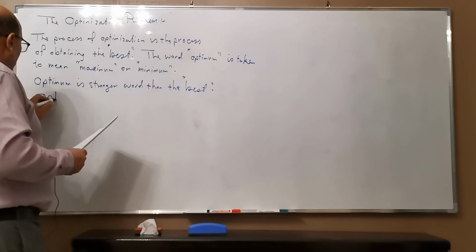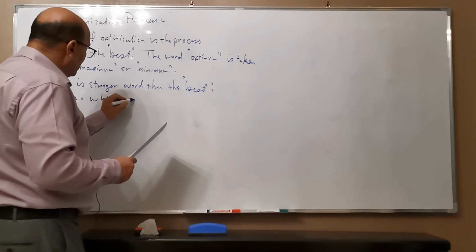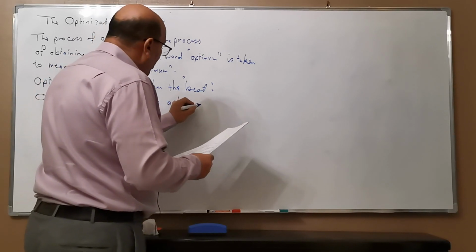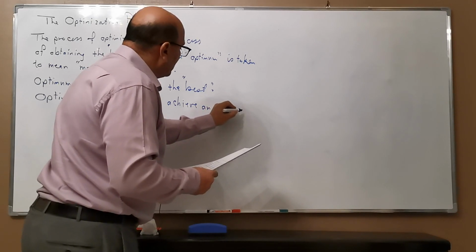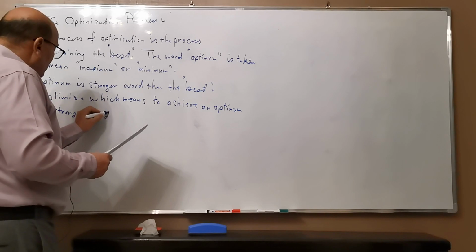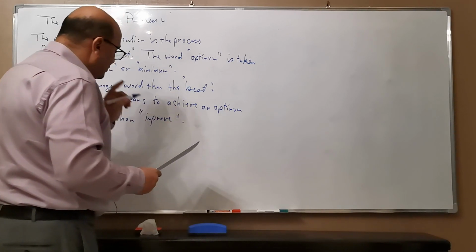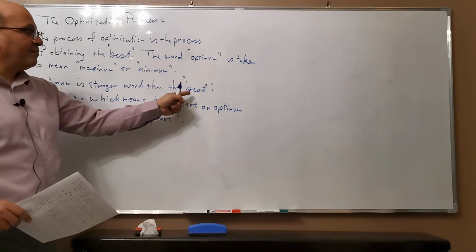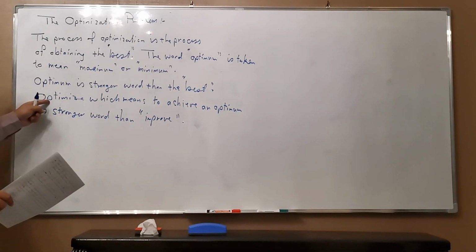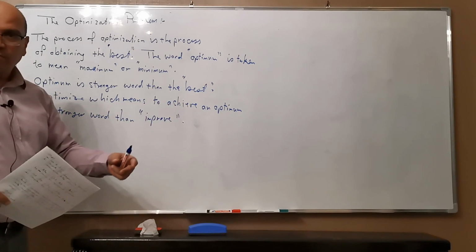Optimize, which means to achieve an optimum, is a stronger word than the word improve. So if I want to talk about the optimum, it is better than using the words the best answer; say the optimum answer. Optimum means either maximum or minimum. Using optimize as a verb, to achieve the optimum, is a stronger word than to improve the solution.